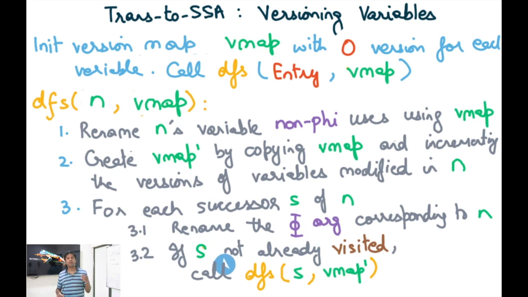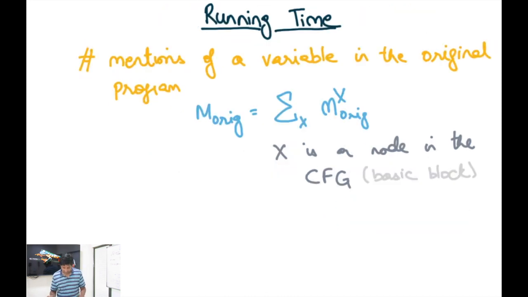And if S has not already been visited, this is the standard DFS that visits every node only once, called DFS(S, V'). This is guaranteed to terminate in order n time, order n visits of the DFS, because it's basically revisiting each node at most once. When I say order n, I mean order V plus E, where V and E are the number of nodes and edges in the control flow graph.